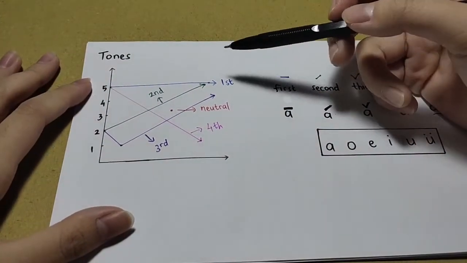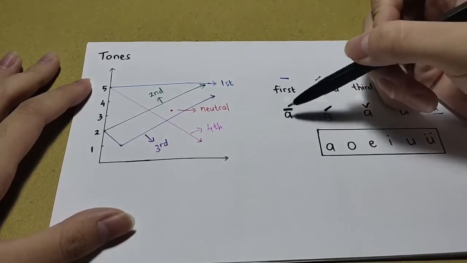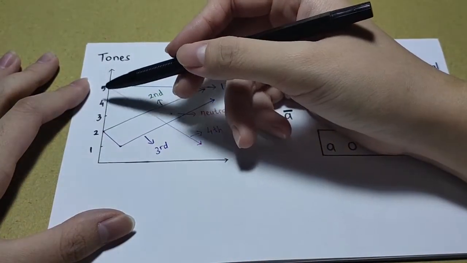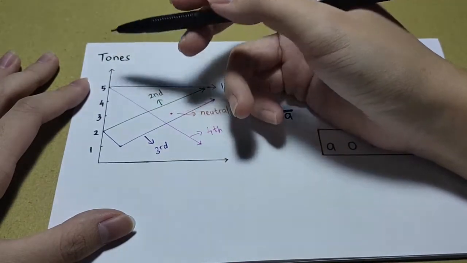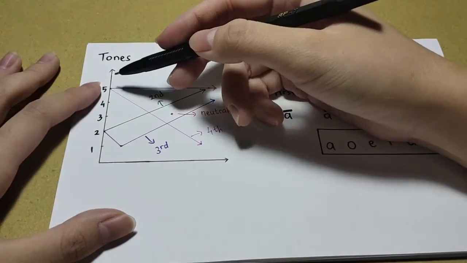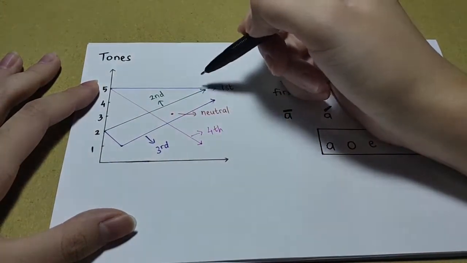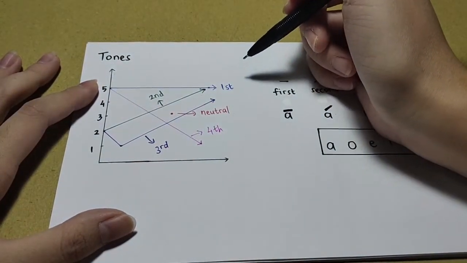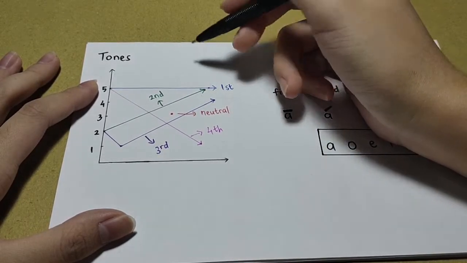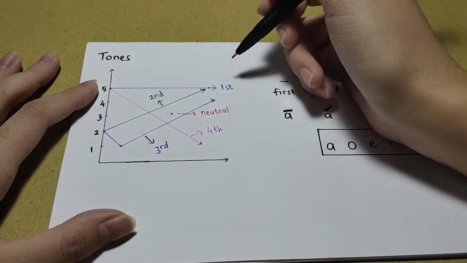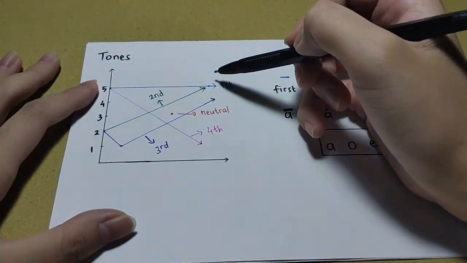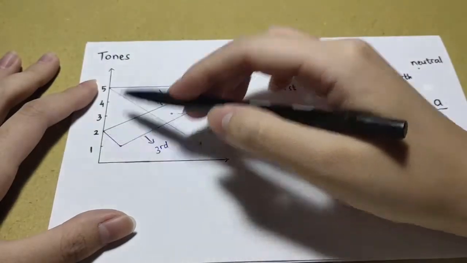So let's try to read the tones by using A. And this is like the notes in the music. So as we can see, the first tone is the highest tone and it's a flat, straight sound. Like A, A, A. And the second tone, it's like going up sound, like A.